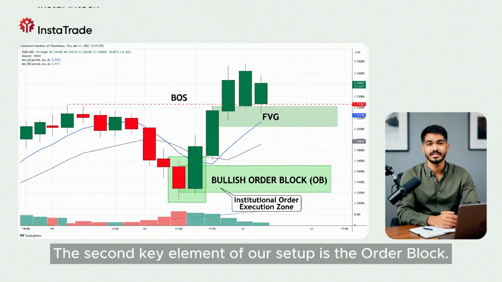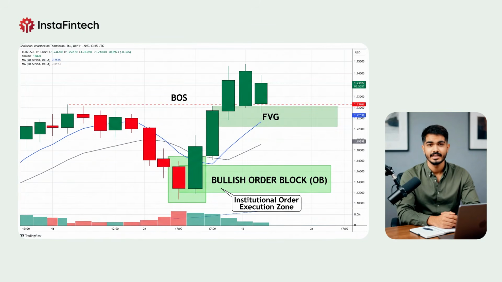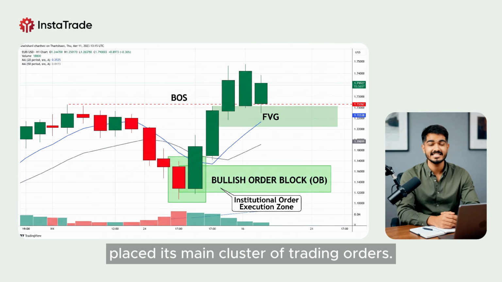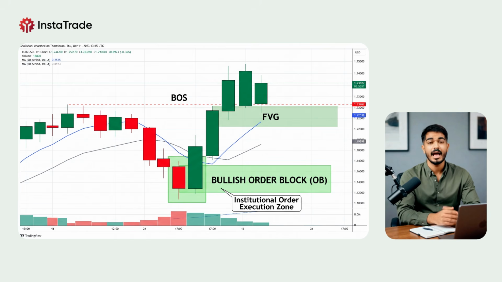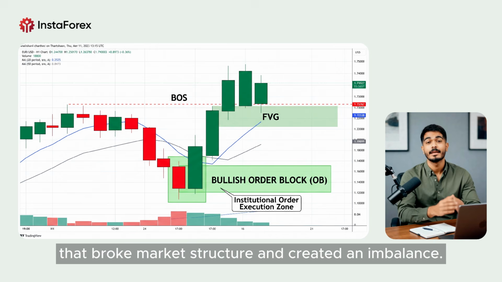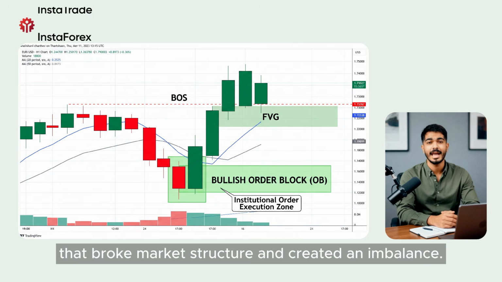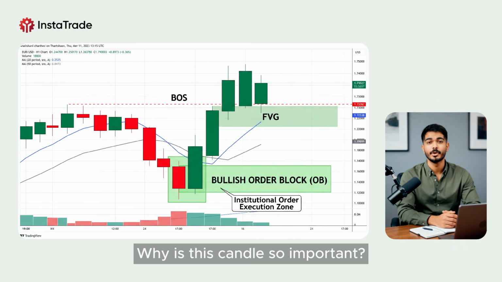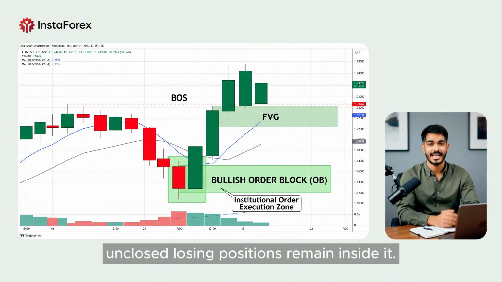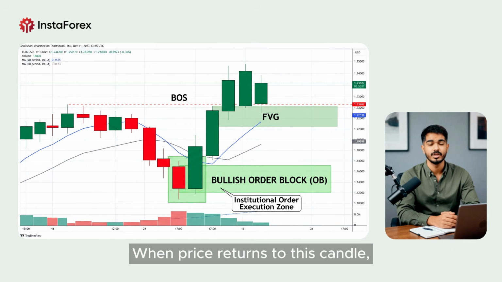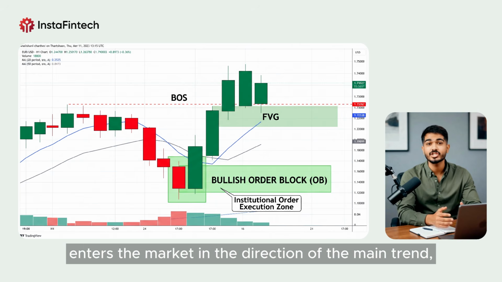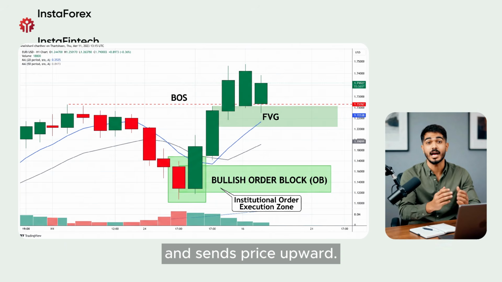The second key element of our setup is the order block. An order block is a specific candle where institutional capital placed its main cluster of trading orders. A bullish order block is the last down candle before a powerful bullish impulse that broke market structure and created an imbalance. Why is this candle so important? Because the market maker's own unclosed losing positions remain inside it. When price returns to this candle, the institutional player defends their level, enters the market in the direction of the main trend, and sends price upward.